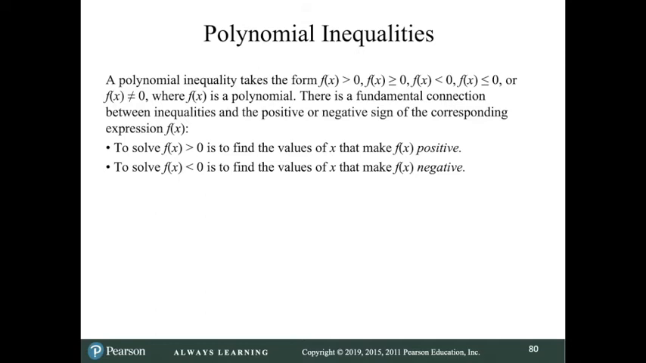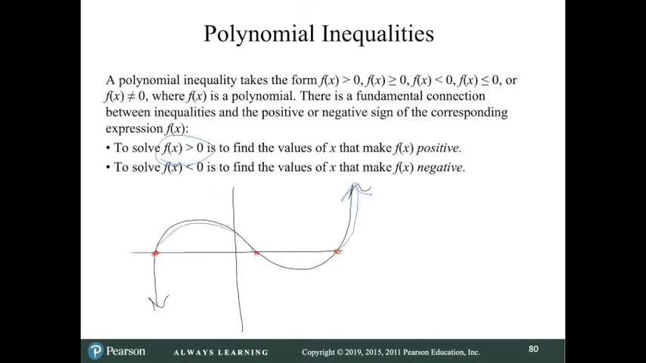Okay, the fundamental connection between inequalities and the positive or negative sign of the corresponding expression for f of x. If f of x is greater than 0, that means we're finding all of the x's that will make y, or f of x, positive. So what that looks like is if we have a graph. If I'm looking at something like this, what we've been doing so far is looking at this function and finding the zeros, or the x-intercepts. Now for f of x being greater than 0, that means our y values must be positive, right? So that's these sections here where our function values are above the x-axis.